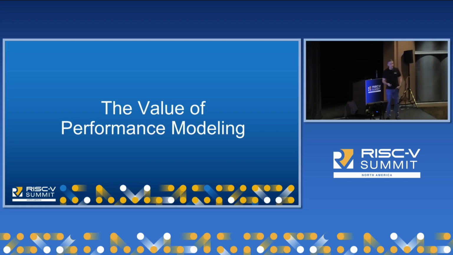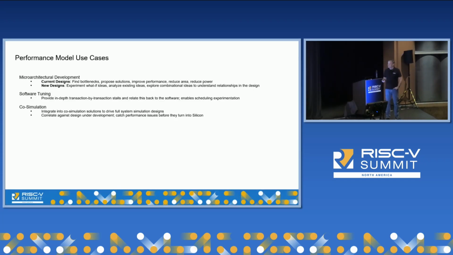Okay, so the value of performance modeling. Performance modeling can be broken up into three specific use cases. There are probably more, but these are the ones that my team and so forth in multiple places have specifically focused on. The first one is microarchitectural development. You have usually two designs. If you come into a company, you have either a current design that essentially has some performance issues, and you have some very basic rudimentary ways of developing or debugging it, so to speak, on performance. And you also have new designs where you're going to explore brand new microarchitectural ideas.